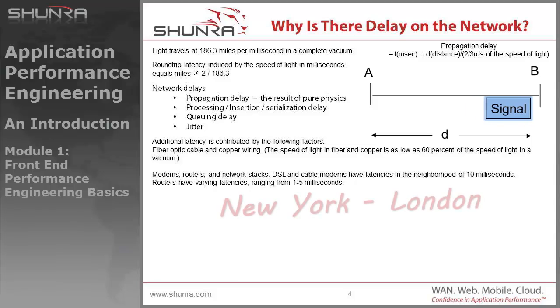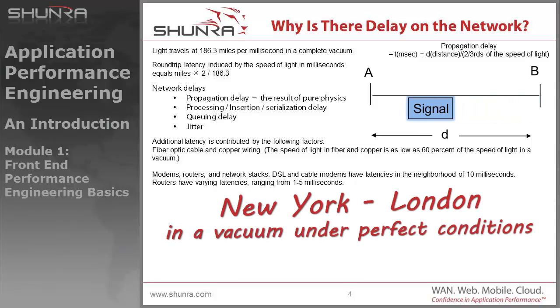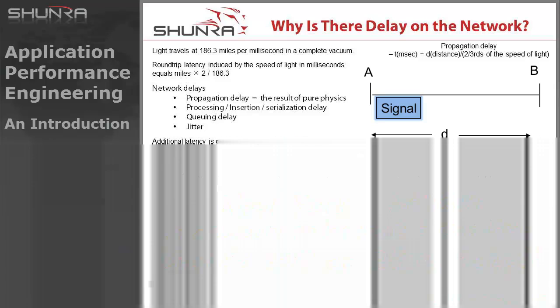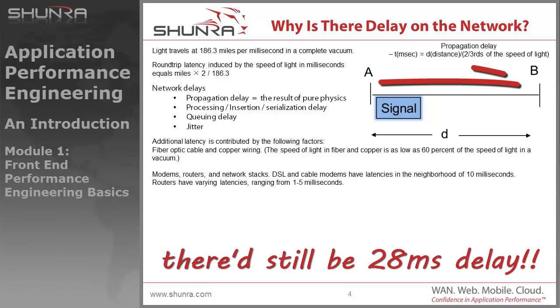So if we were to go from New York to London in a vacuum under perfect conditions, we would experience about 28 milliseconds worth of latency delay or propagation delay. And again, that's the physical time it will take a packet to go from point A to point B. Now that's in a perfect world, and again, in a vacuum.